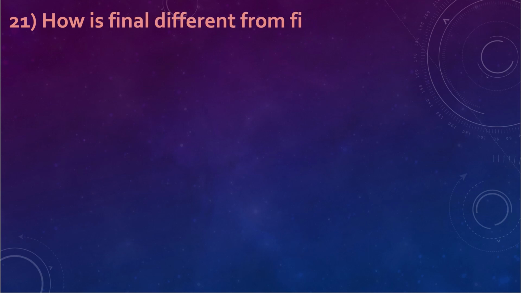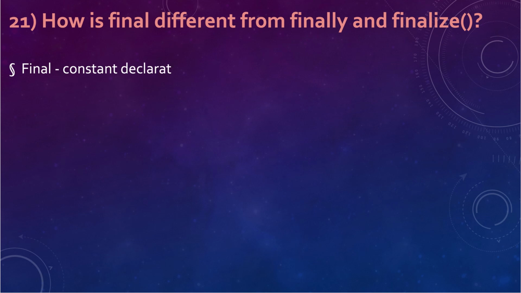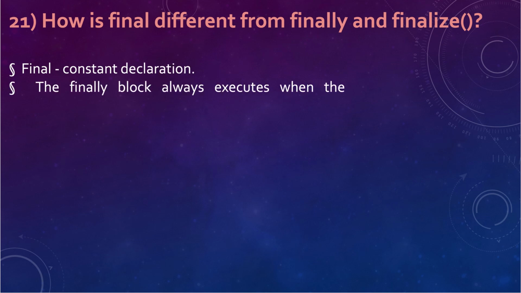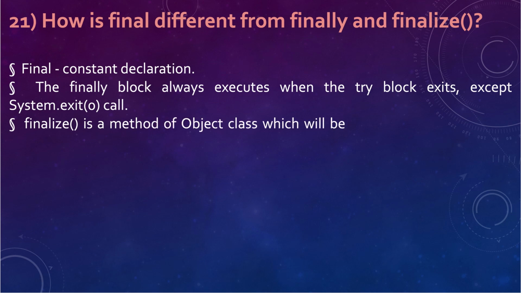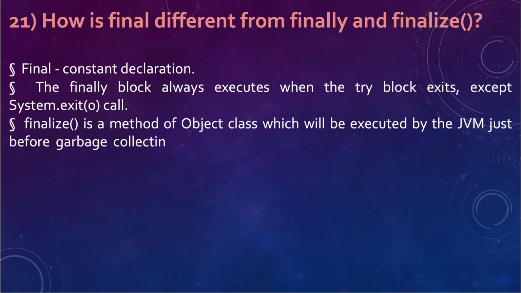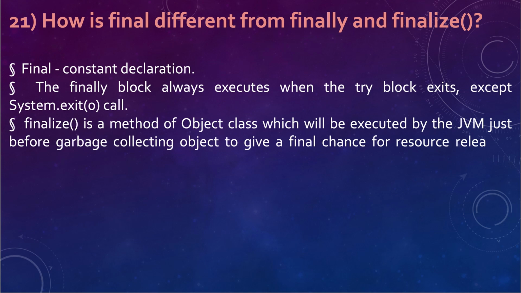How is final different from finally and finalize? Final is a constant declaration. The finally block always executes when the try block exits, except for a System.exit(0) call. Finalize is a method of the Object class which will be executed by the JVM just before garbage collecting the object, to give a final chance for resource releasing activity.